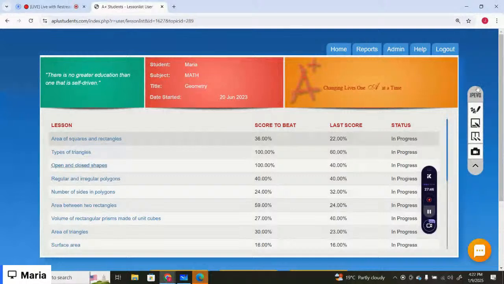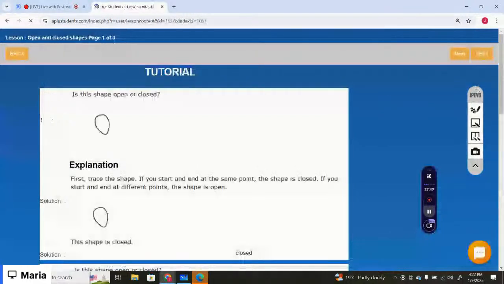The next lesson is open and closed shapes. So let's just start with the lesson. Is this shape open or closed? That is a closed shape. How do we know? You have to start tracing the shape. If you start and end at the same point, that means the shape is closed. Otherwise, if you start and end at different points, the shape is open.